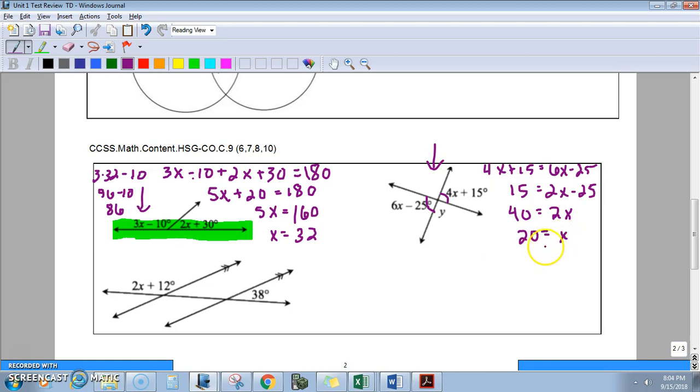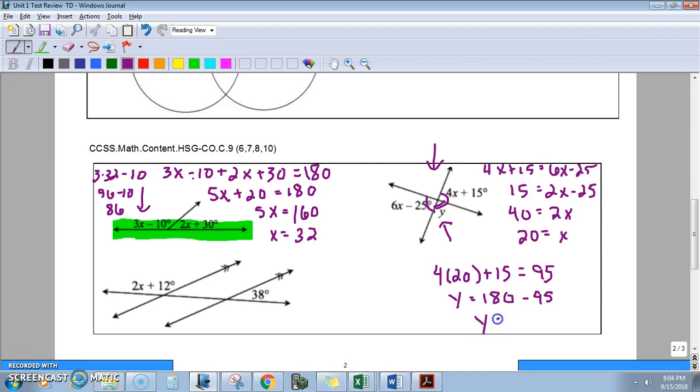Okay. And then y, if x is 20, so here's the thing about solving for y, you guys. Y is this whole angle here that's supplementary to this other angle. So I really have to figure out this angle. Instead of 4 times x, I'm doing 4 times 20 plus 15, which will give me, let's see, 4 times 20 is 80, 95. So that's one of those vertical angles. Y is the angle supplementary to that. So y is equal to 180 minus 95.